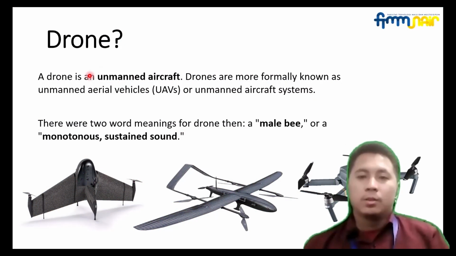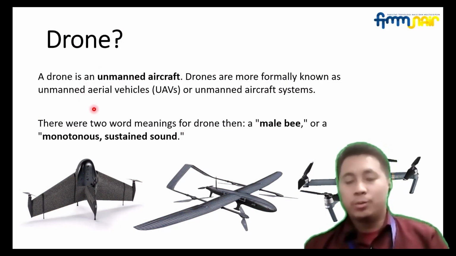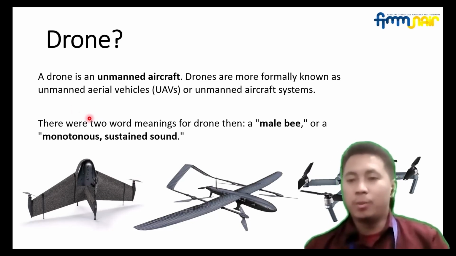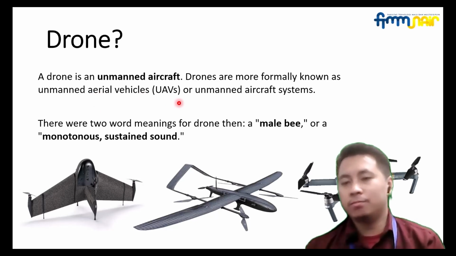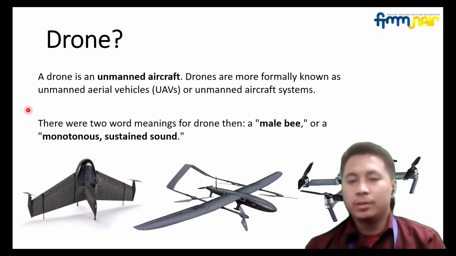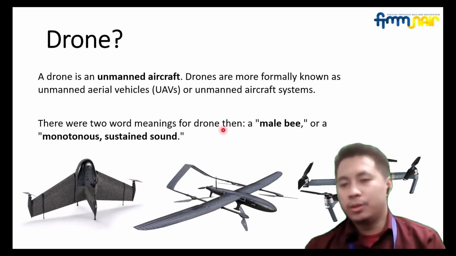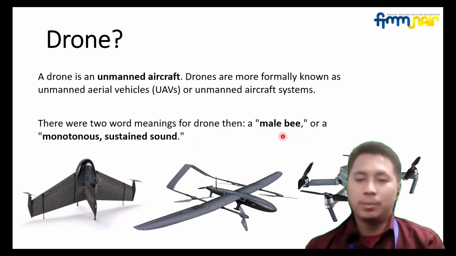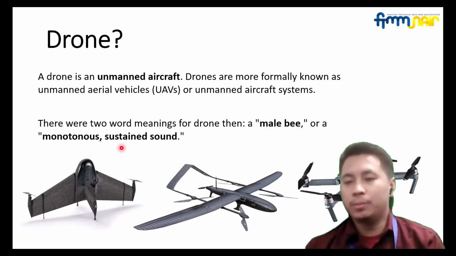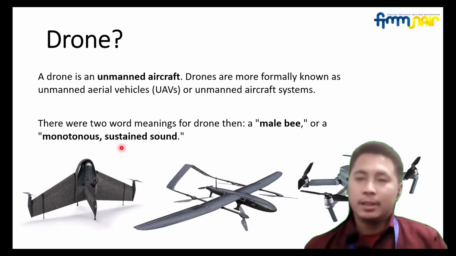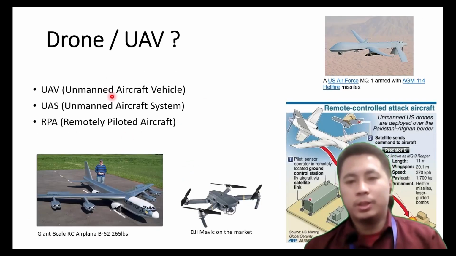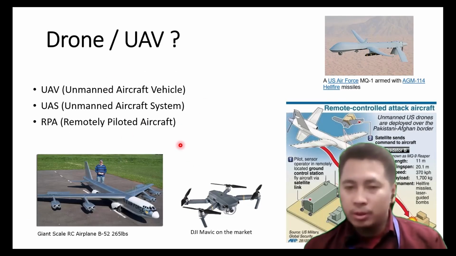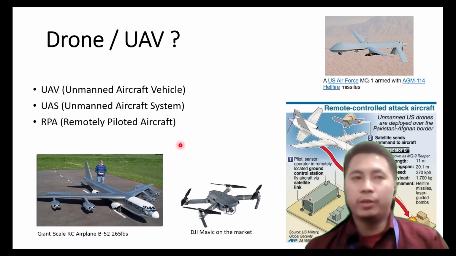Okay, first we want to talk about drones. What is a drone? A drone is an unmanned aircraft. Drones are more formally known as unmanned aerial vehicle or unmanned aircraft system. Drone is also a buzzing word, a monotonous sustained sound. And sometimes many common people are very confused between drone and UAV.